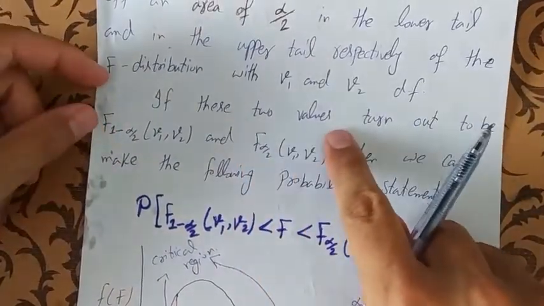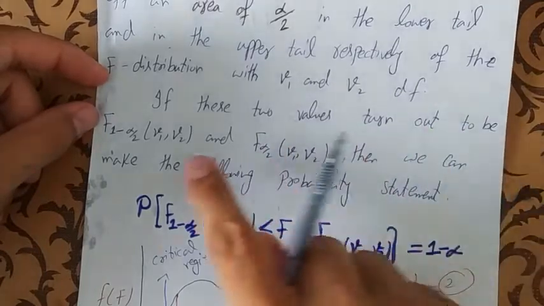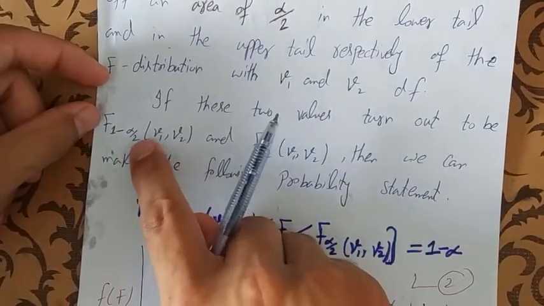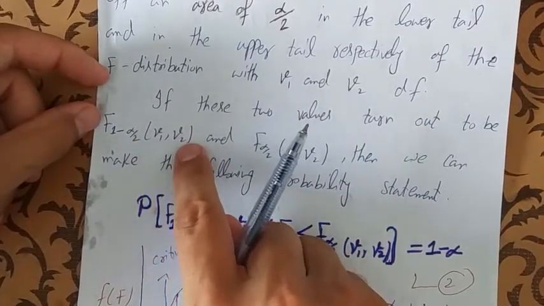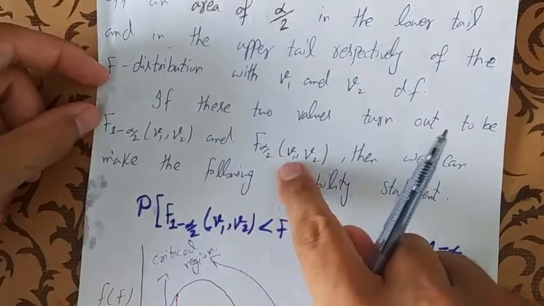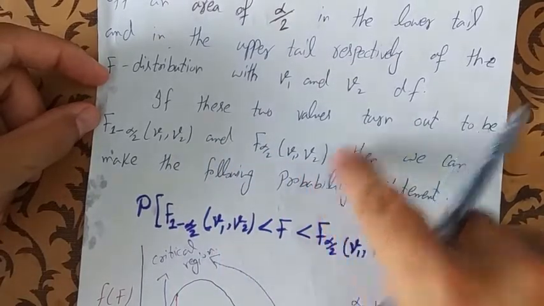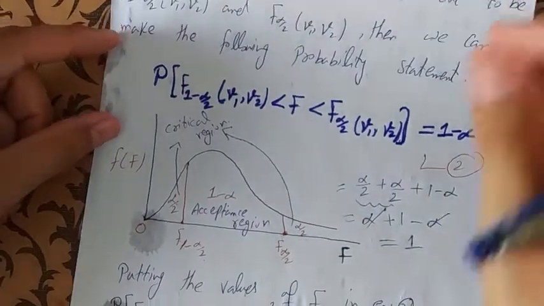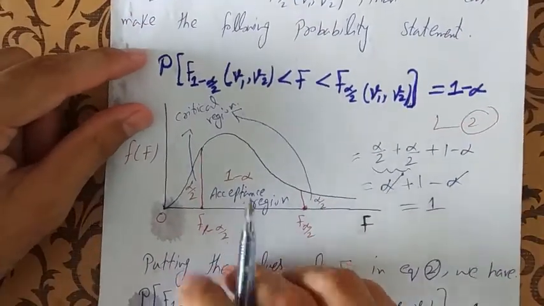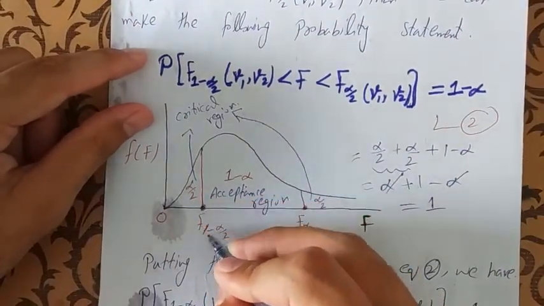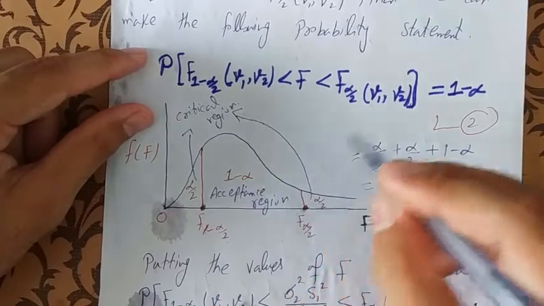If these two values turn out to be f 1 minus alpha by 2 with nu 1 comma nu 2 degrees of freedom, and f alpha by 2 with nu 1 comma nu 2, we point out these two values: f 1 minus alpha by 2 and f alpha by 2.